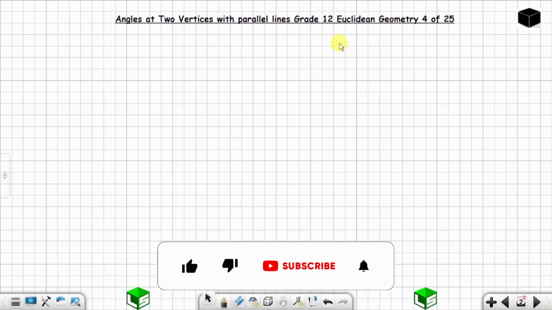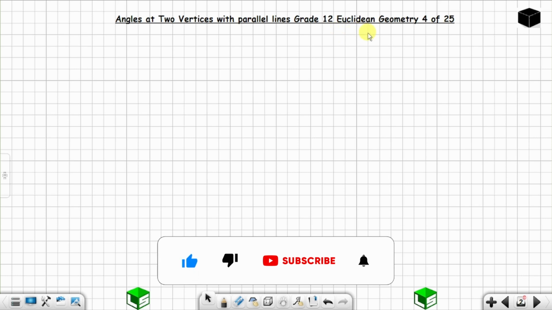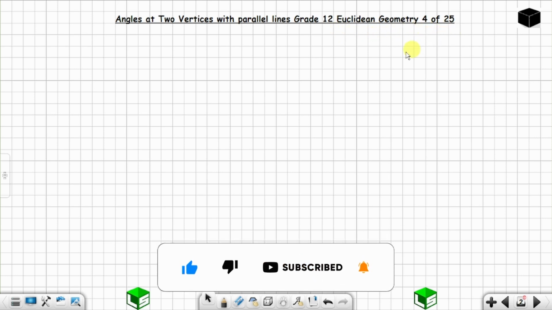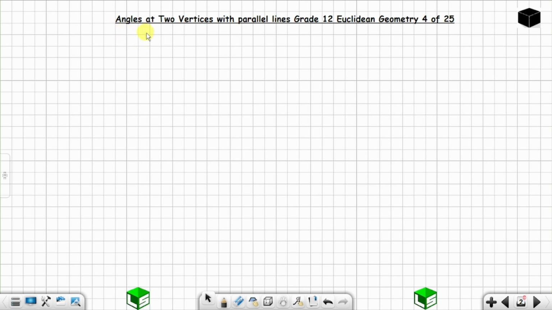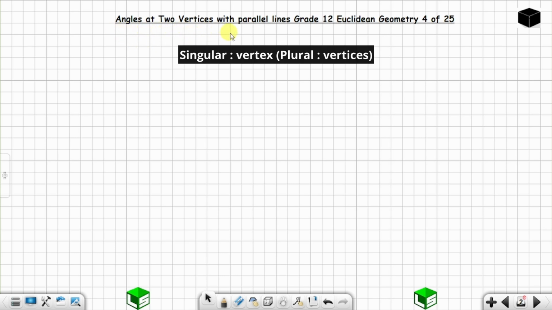Okay friends, now we are going to see Euclidean Geometry part 4 of 25. We are going to see angles at two vertices with parallel lines.